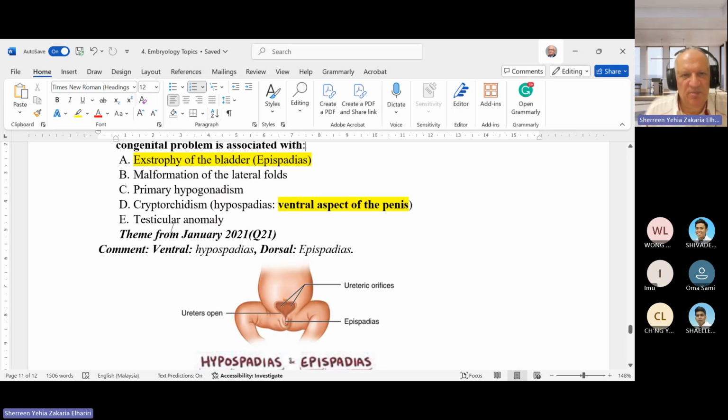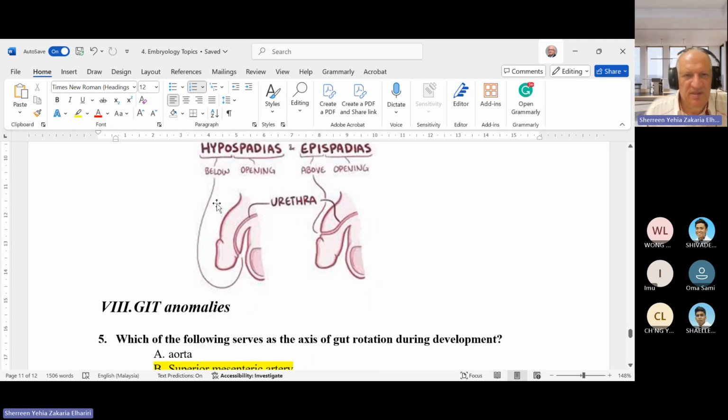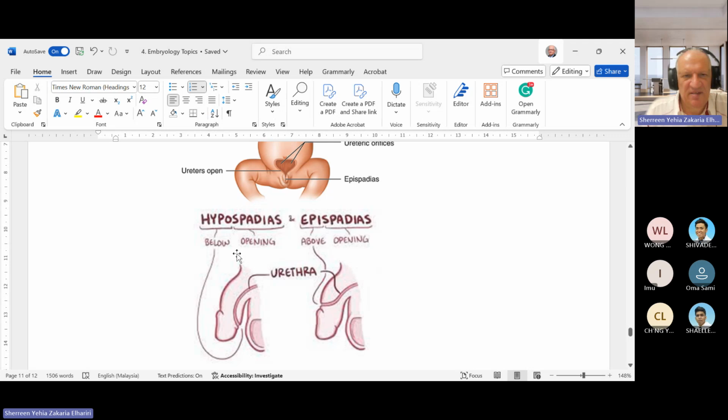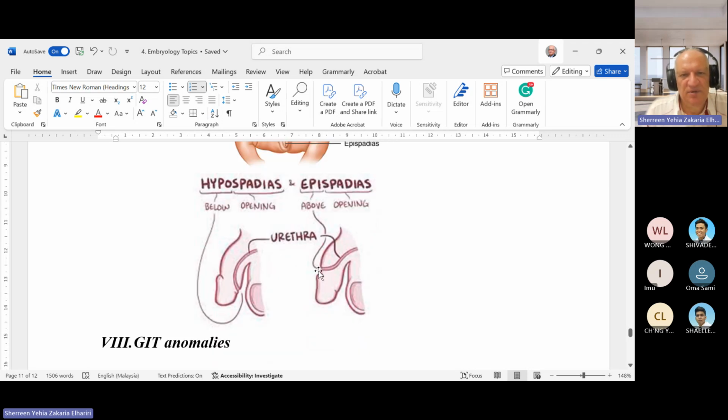But if the patient has hypospadias, they may have cryptorchidism. And again, hypospadias is the ventral aspect of the penis. So again, you can see the picture here. If it is down, so it is hypo, ventral surface. If it is up, dorsal surface, we call it epispadias. So just to remember, if this is a penis, dorsal, epispadias; down, hypospadias.